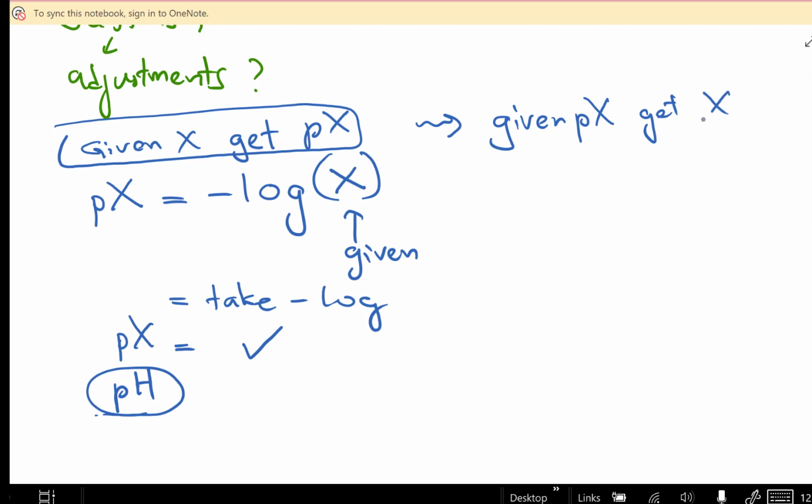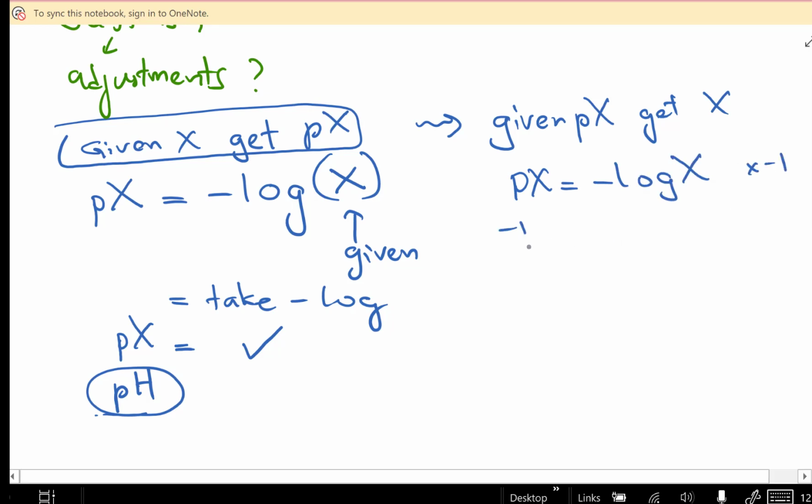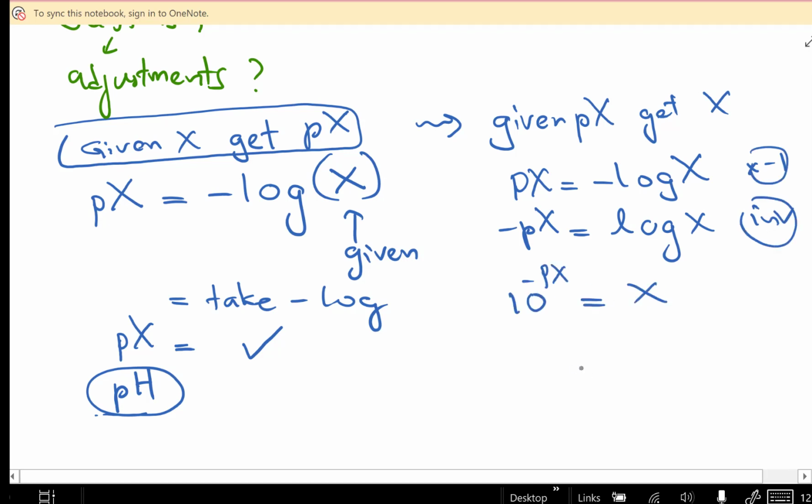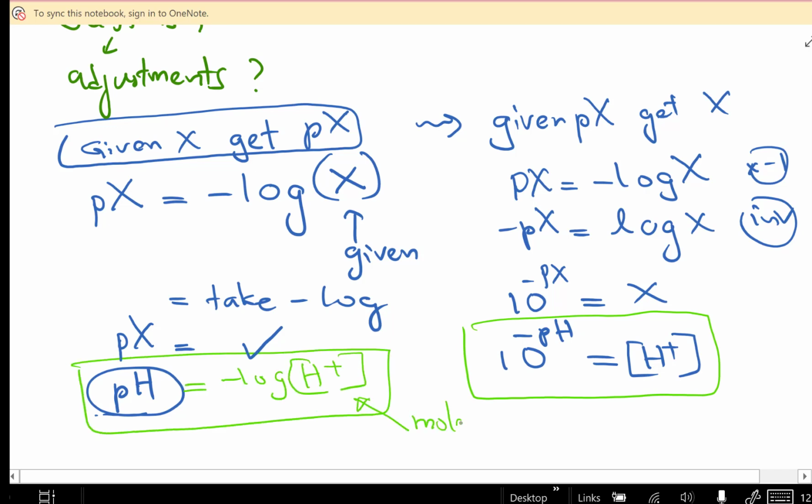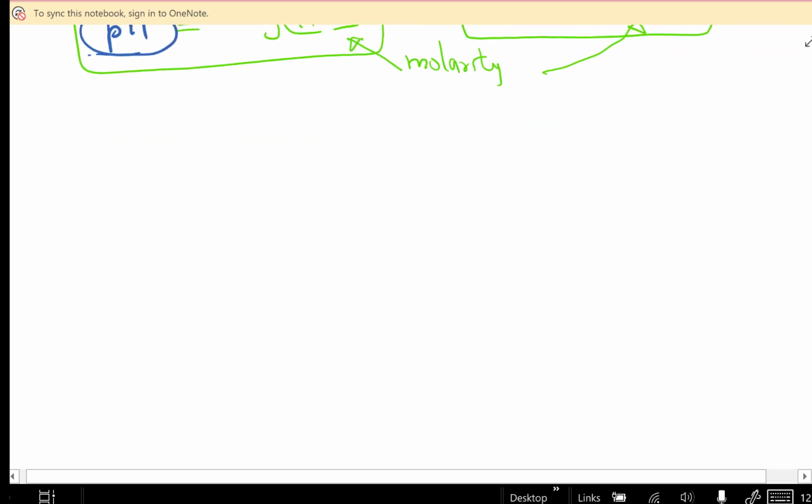Now you need to know how to reverse it. So that means given px, how to get x. Now px is minus log x, times by minus 1, you get minus px, and cancel the minus log x and look at the inverse, which is 10 to the power minus px. That would be x. x is actually H plus, so that means H plus is 10 to the minus pH, and pH is minus log of H plus. So those two we want to use in many occasions to interconvert between the pH and the H plus concentration.